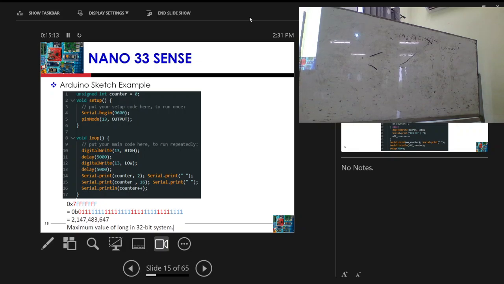I mean, it's fine, right? But what is the data type of counter? Of the counter value? Guess what? Int, yes. So the data type is integer, int.